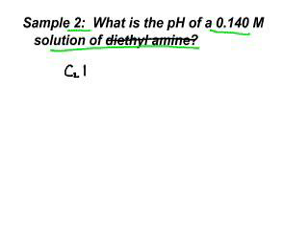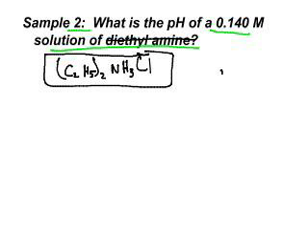We'll say (C2H5)2NH3+, (C2H5)2NH2+ Cl-. No, chloride. Okay, that works too. All right, so here is our chemical, and I want to know what is the pH of a 0.14 molar solution of this.